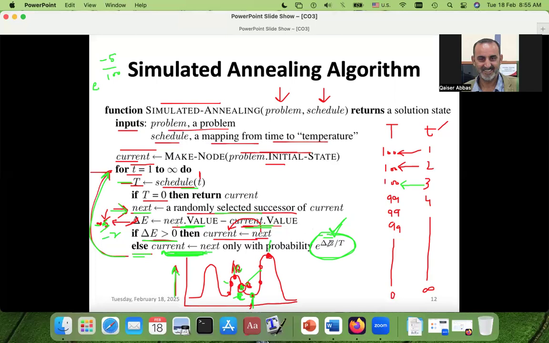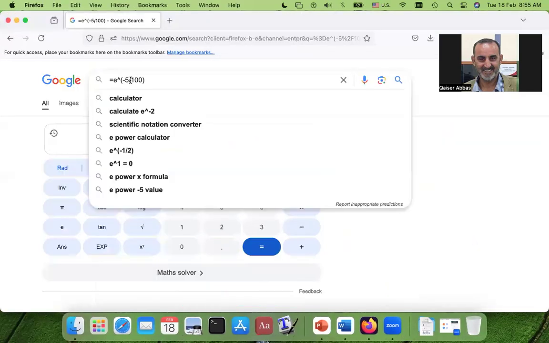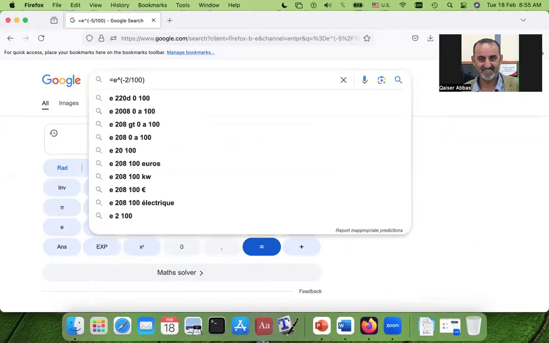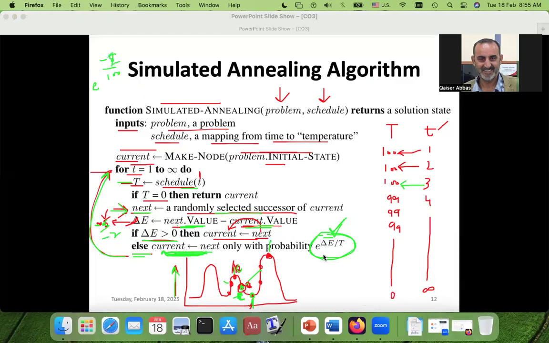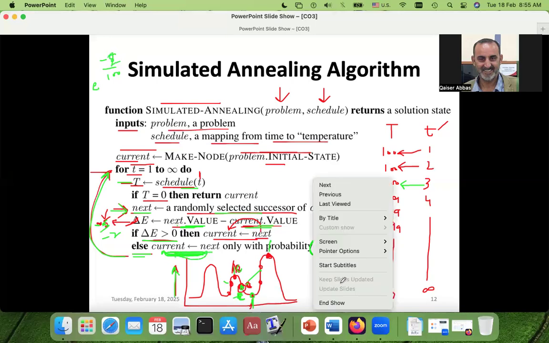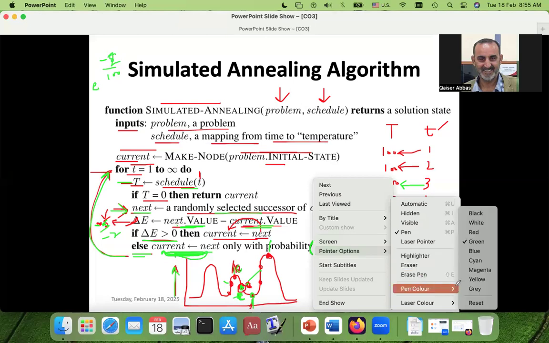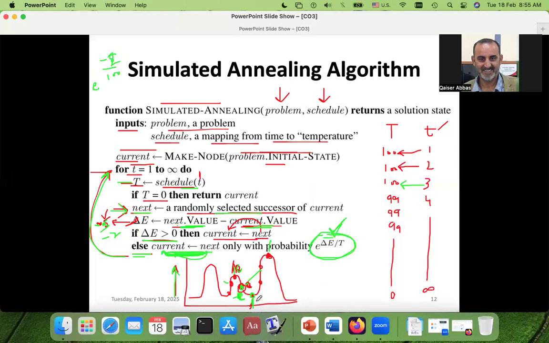So then what? Delta E is -2. Then here you will have -2 divided by 100. So now check this. And it is slightly less than 1, okay, 0.98. So then you are again going to do this assignment, and then this next point I can change the color further so that it will be easy. So now this next point will become your current point.